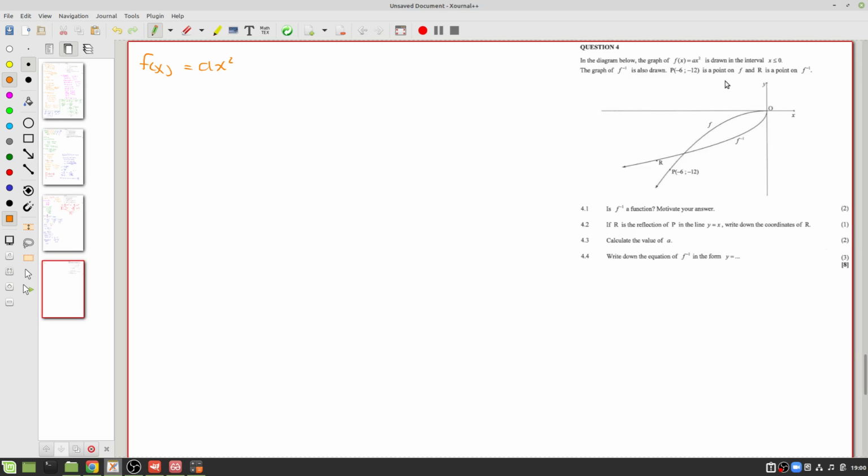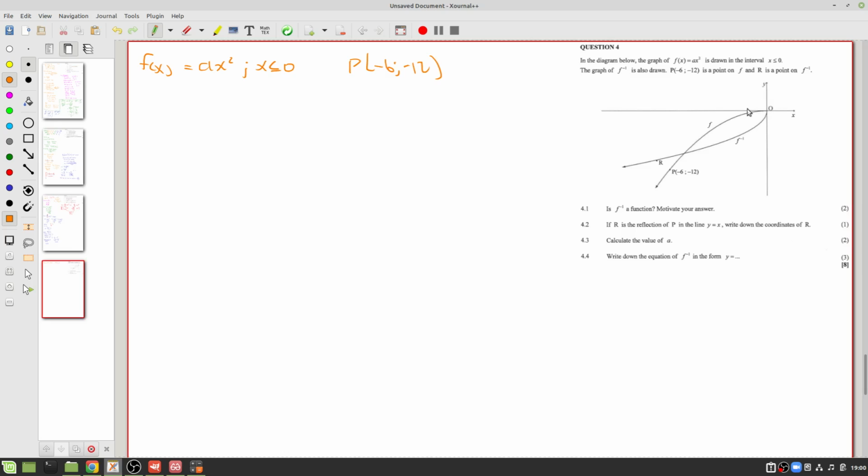Alright, and it's only drawn when x is less than or equal to 0. So only on the left hand side of the y-axis. Now the graph of the inverse of f is also drawn, right? So that'll be this one. That's also drawn. And we've got the point P, negative 6 and 12. Let's just write down that. The point P is negative 6 and negative 12.